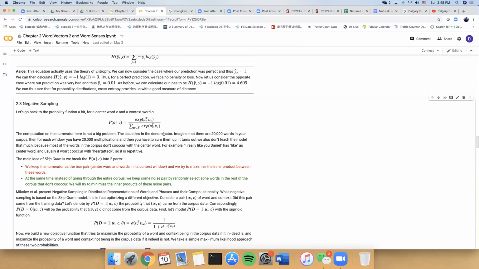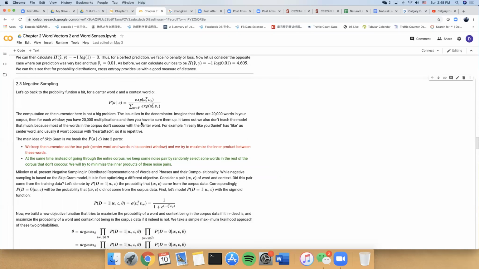For example, what if we have 20,000 words? What if we have 100,000 words? Just like in stochastic gradient descent, that means we're going to do all the words. We're going to multiply all the words together to get this summation. That's a huge amount of calculation. So what can we do to reduce that amount of calculation? That's why we're going to learn about negative sampling.